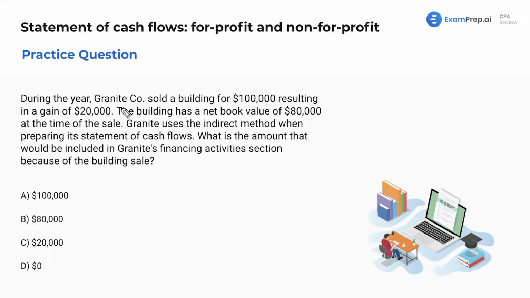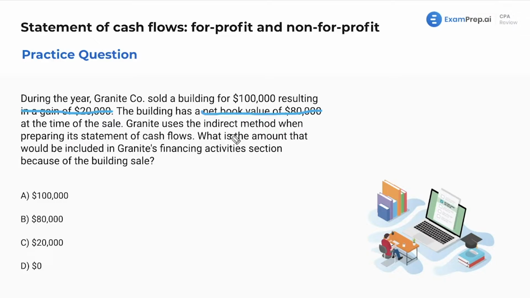During the year, Granite Company sold a building for $100,000, resulting in a gain of $20,000. So immediately what's going through my mind is, what is actually cash flowing? In this case, we sold a building for $100, that would result in cash in. Cool. The gain of $20, that's a non-cash activity. I don't see any cash flowing because of a gain. The building has a net book value of $80. Okay, great, wonderful. That's where the gain comes from. However, I don't see any cash there as well. There's no cash in or out because of the $80.